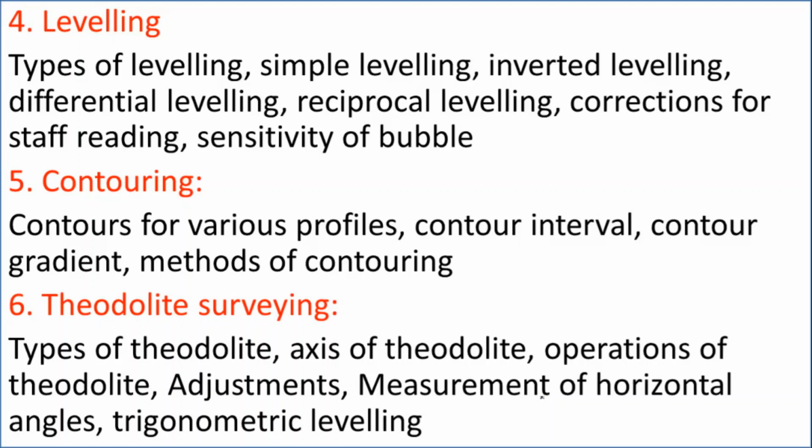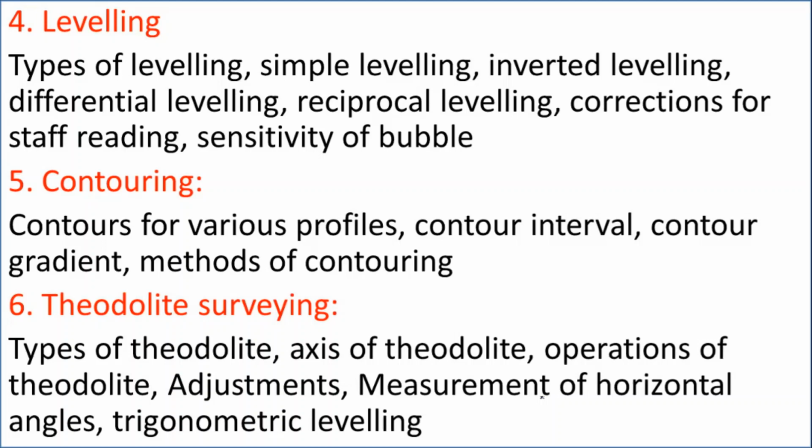Then we will see the corrections for staff reading. Again there are different types of corrections for staff reading, like correction for the curvature of the earth and correction for refraction. Then finally we will see the sensitivity of the bubble. If you take the level tube, it consists of a bubble. Whenever the instrument is not horizontal, the bubble will be displaced. Using that concept, how you can eliminate different types of error, we will see here. Next one is contouring.